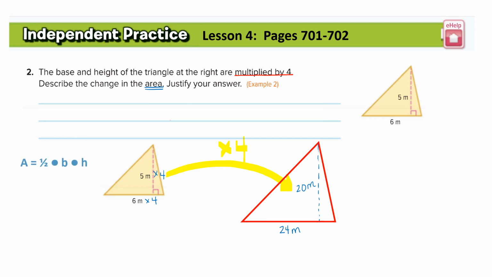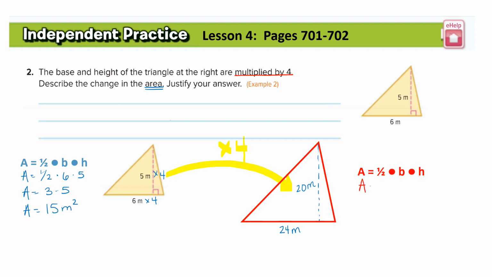So here we have our formula, and I'm going to do the first triangle. Area equals 1/2 times 6 times 5. Area equals 3 times 5. So the area equals 15 meters squared. Now let's do the other one. Area, I'm going to change my color.